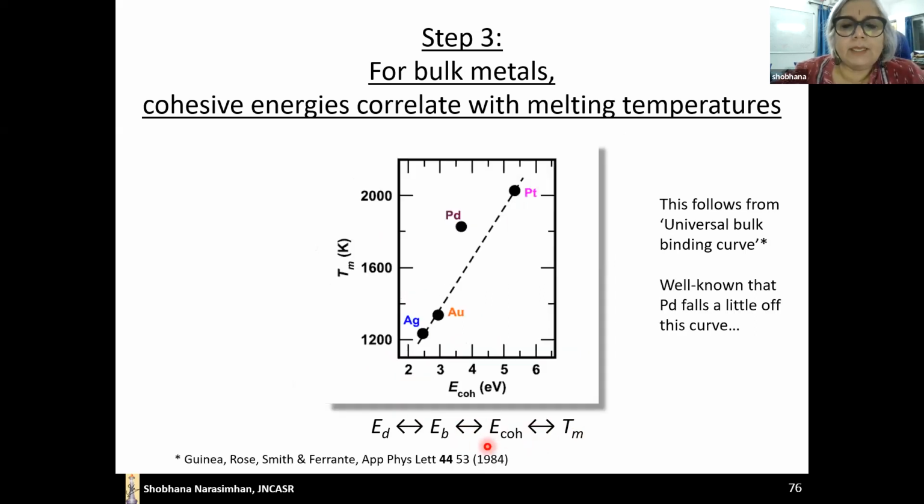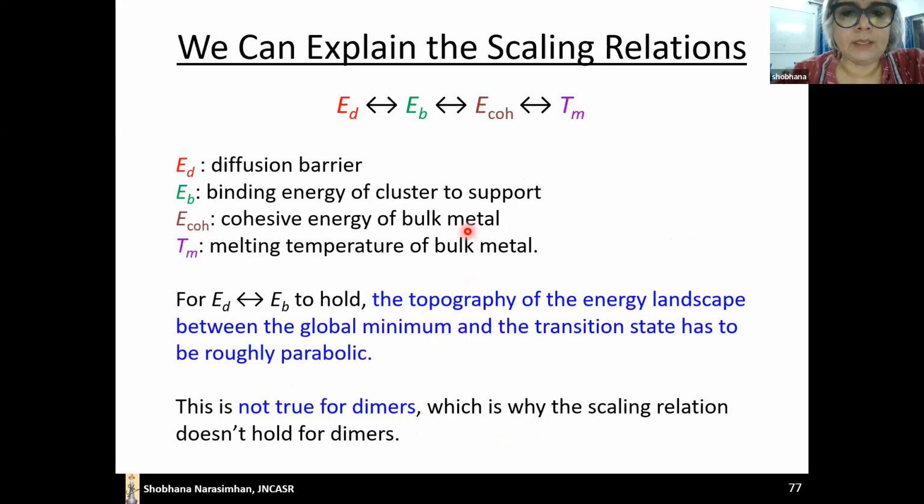And for our particular cases, we plot the results and notice that palladium falls slightly off the line, which is well known for palladium. And this is the reason why the plot points for palladium fall off some of our correlation lines. So we have shown that diffusion barrier correlates with binding energy, correlates with cohesive energy, correlates with melting temperature, and therefore the diffusion barrier correlates with the melting temperature.